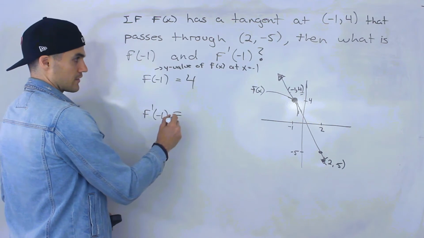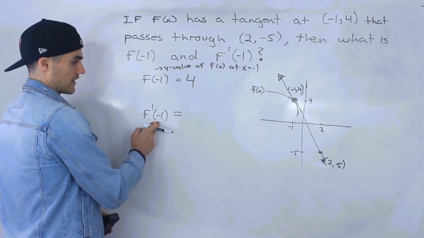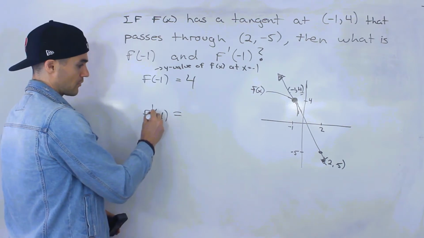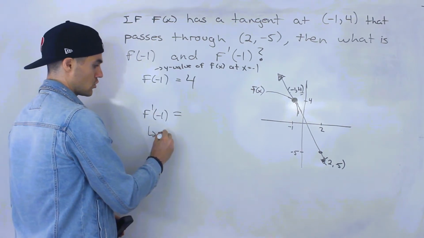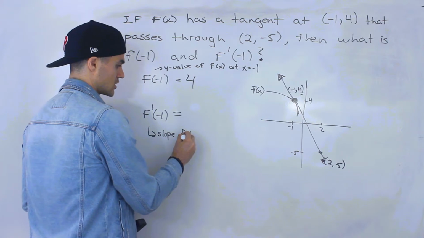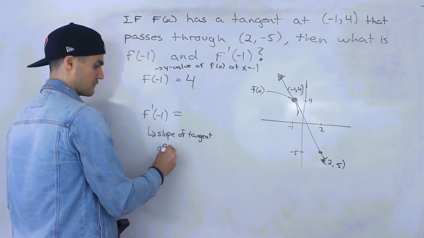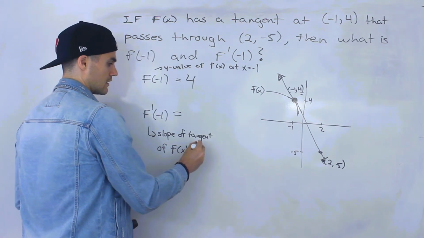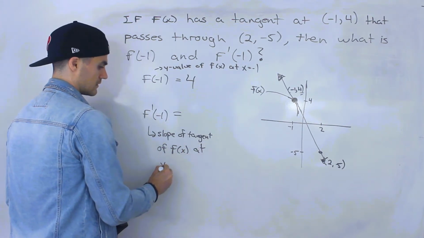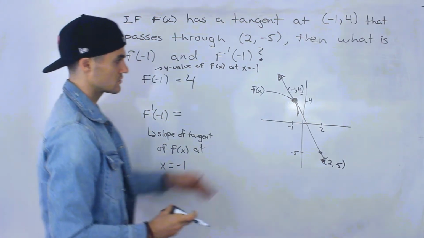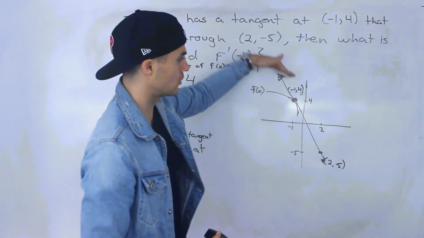The trickier thing to get is this f prime of -1. Now what does this give us? What does this mean? f prime of -1 is the slope of the tangent of f of x at an x value of -1. So it's the slope of this line over here.